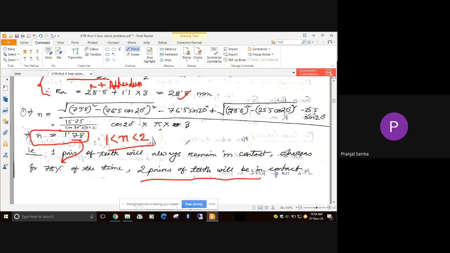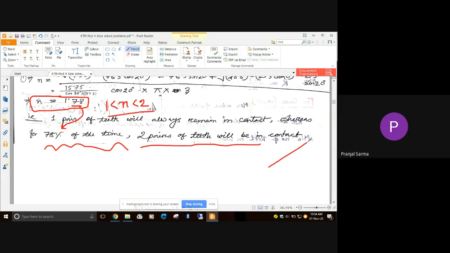Because it is contact of teeth, they are whole numbers only. We cannot say that a fraction of a tooth is in contact. So the meaning is with respect to time: one pair of teeth is always in contact, a minimum of one pair is always there, and for 78% of the time of contact, two pairs of teeth will be in contact. Understood? So this completes this problem. Let me know whether you have understood or not. Understood, sir. Okay, thank you.